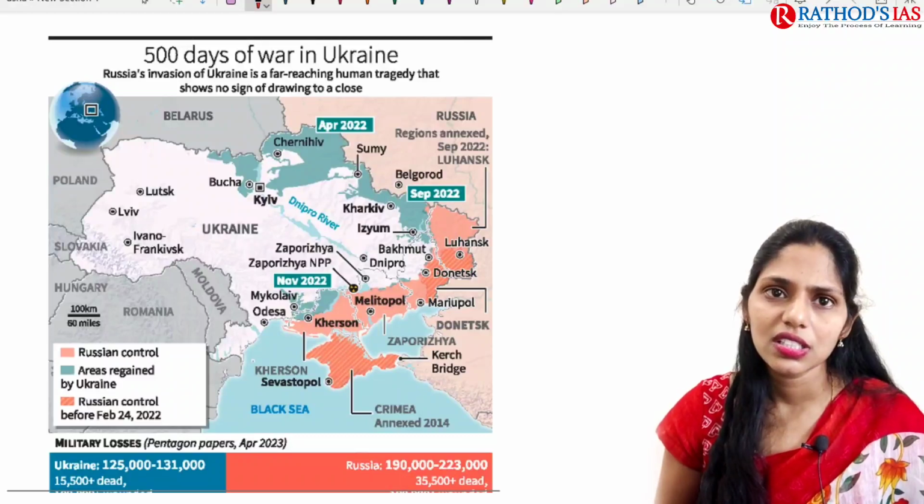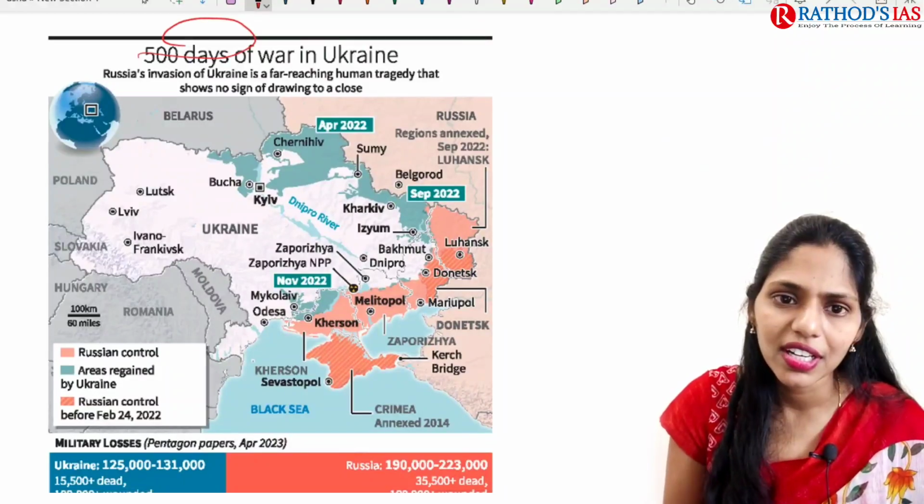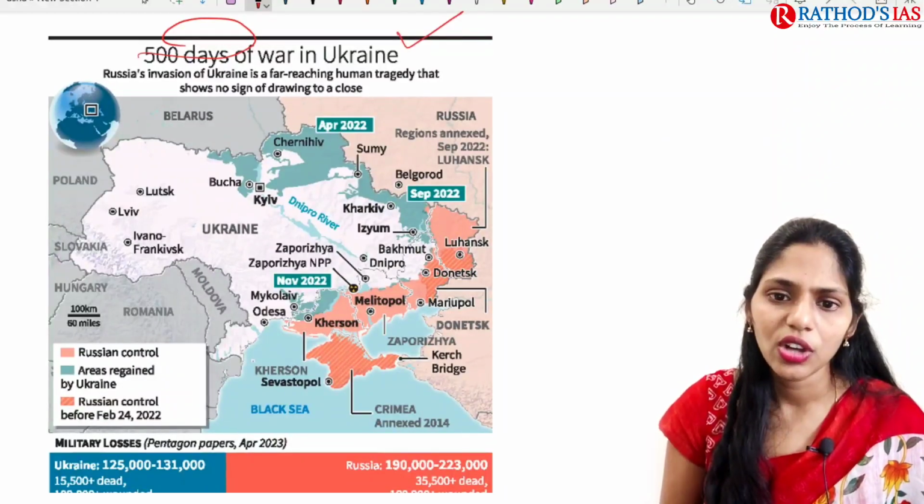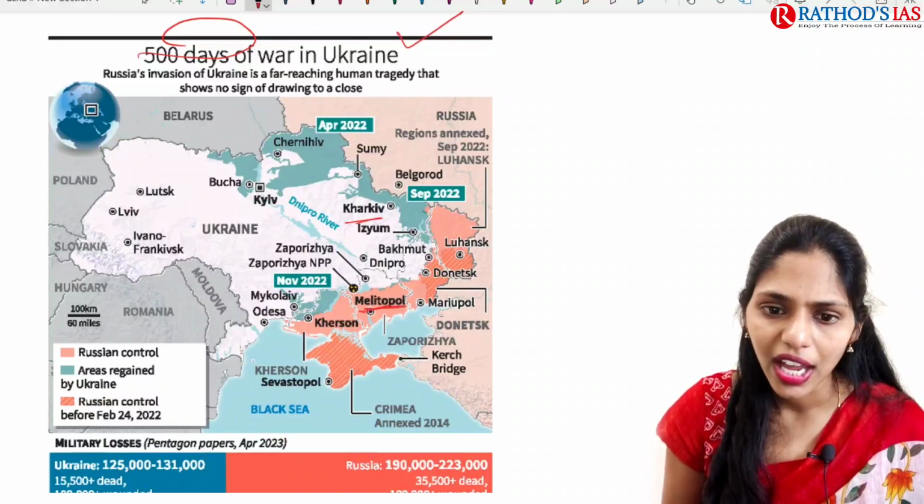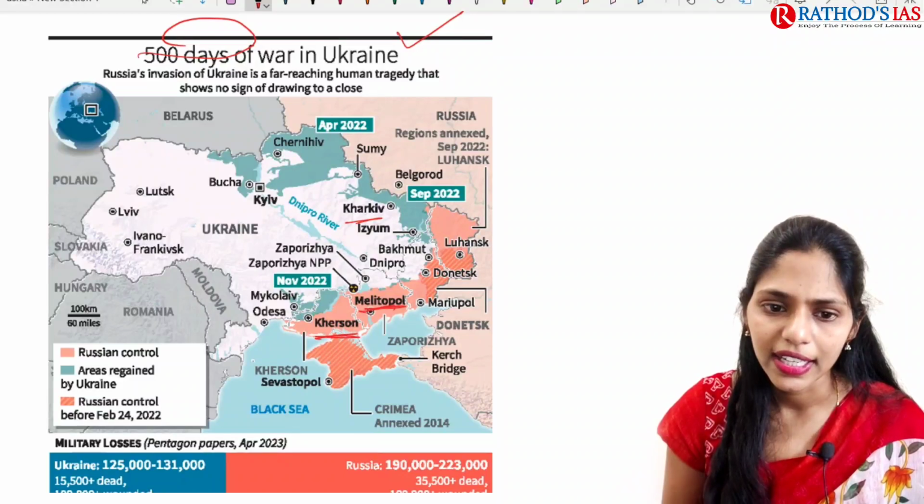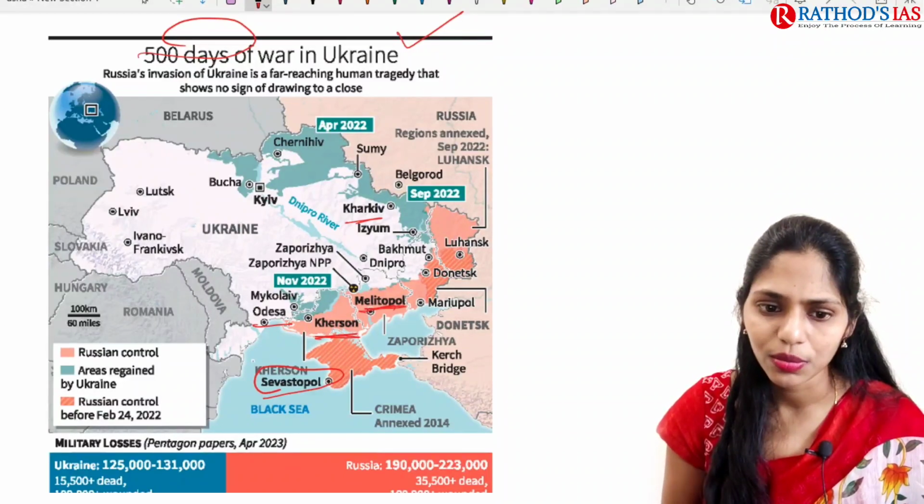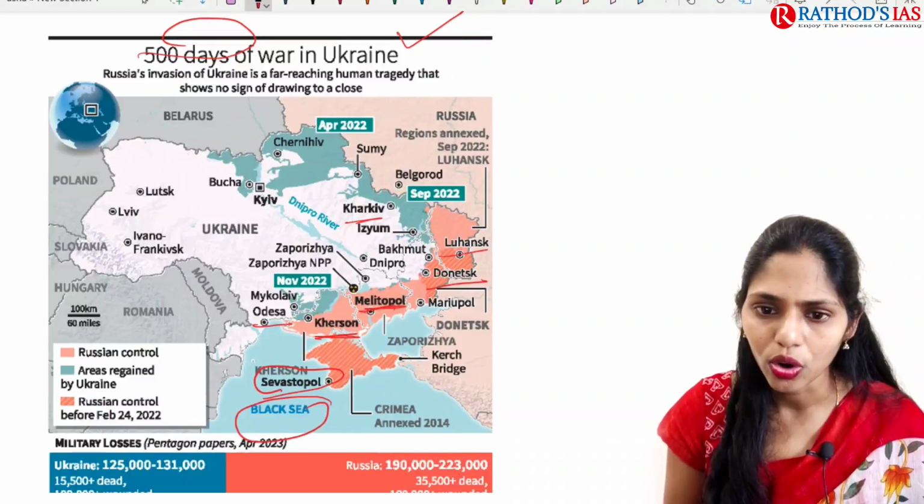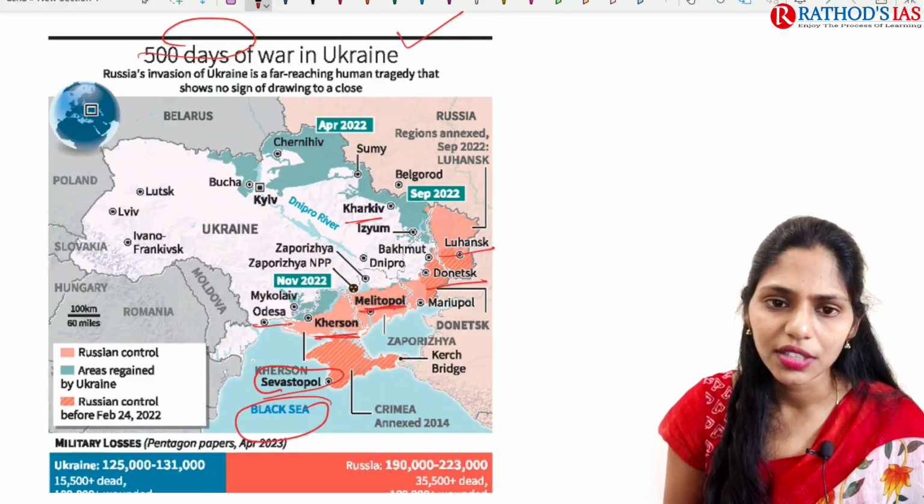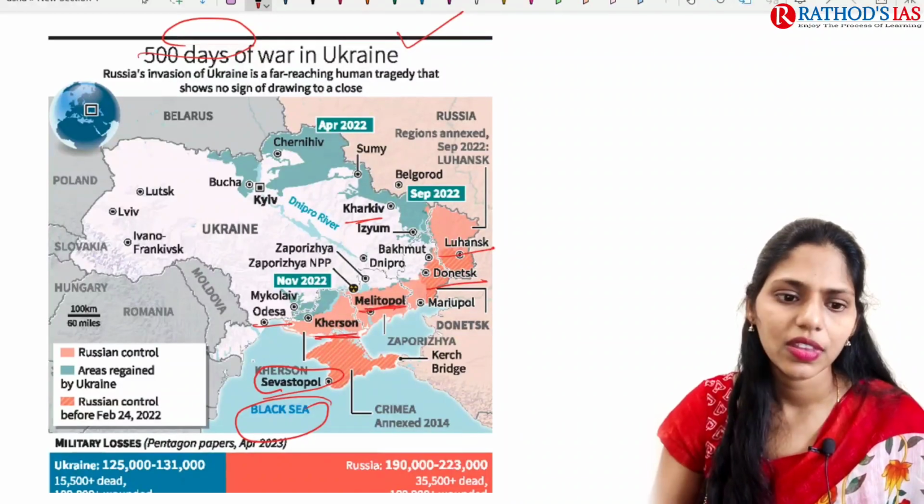Here if you see this infographic, it shows 500 days of war in Ukraine, and you have to see some important areas. Here we have Kharkiv, and here we have Melitopol and Kherson, Odessa, and here we have one important port, that is Sevastopol port, and here we have the Black Sea, and here we have Donetsk, Luhansk. These are the areas which are captured by Russia.